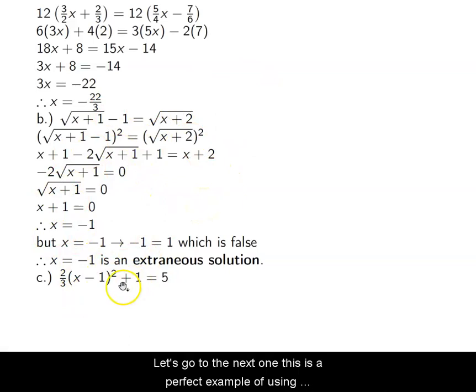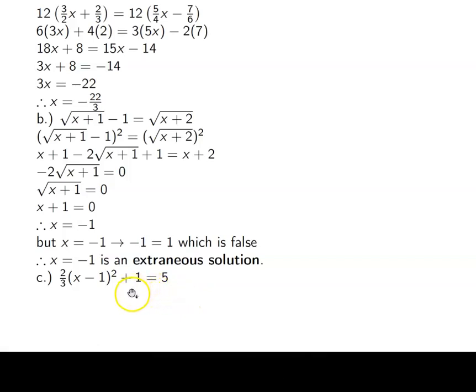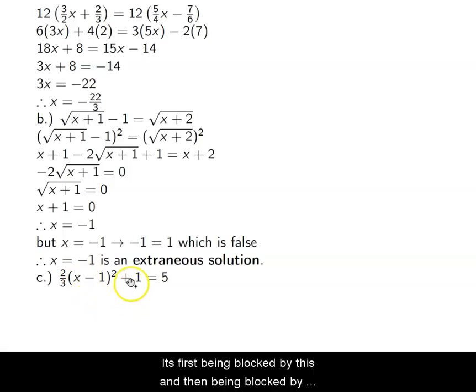Okay, so let's go to our next one. This is a perfect example of using opposite operations because we have some addition, some subtraction, some multiplication and division, some exponents, some parentheses going on here. We have a little bit of everything. This is the perfect example that I would like to showcase. So I would like to isolate my x. In order to get to it, I have to get to it, right? It's first being blocked by this, and then being blocked by this, and then by the exponent.